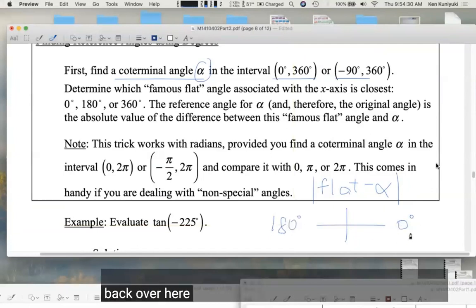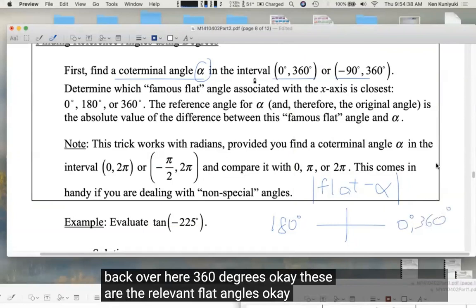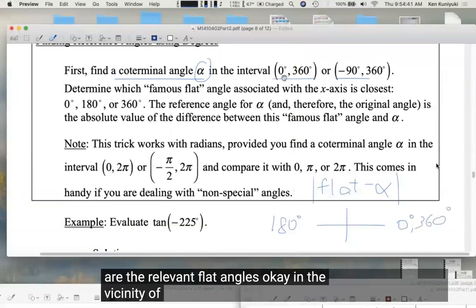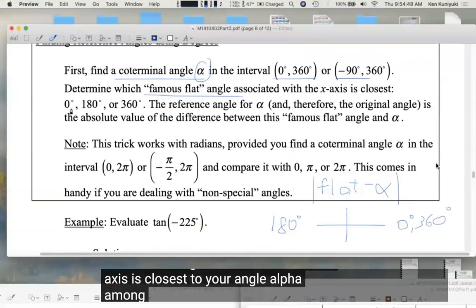Back over here, 360 degrees. Okay, these are the relevant flat angles, in the vicinity of 0 degrees to 360 degrees. Determine which famous flat angle associated with the x-axis is closest to your angle alpha among these.